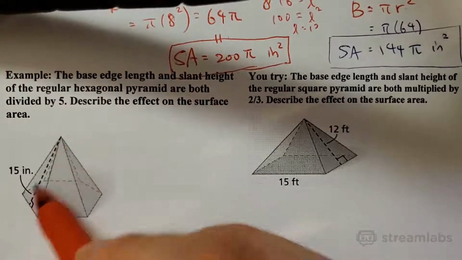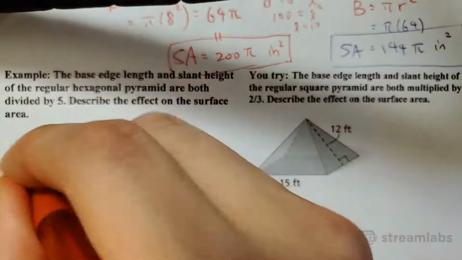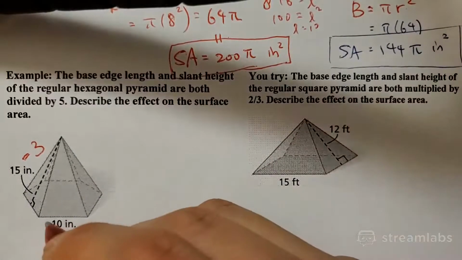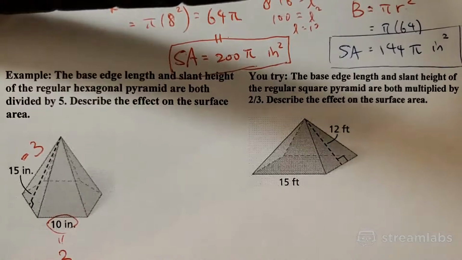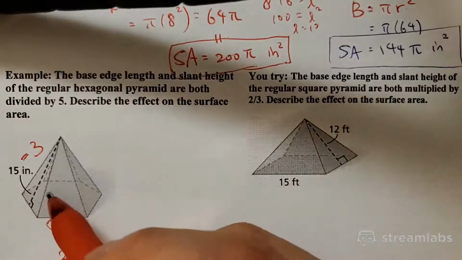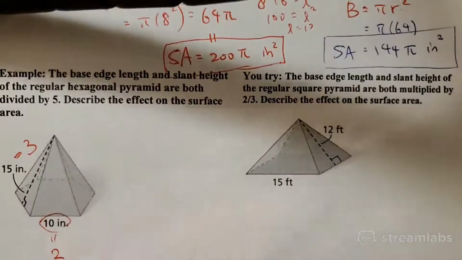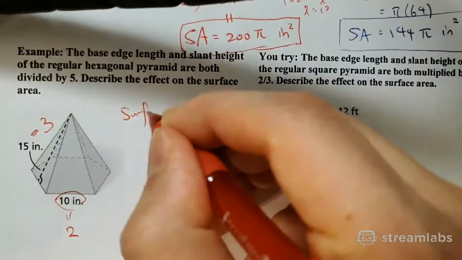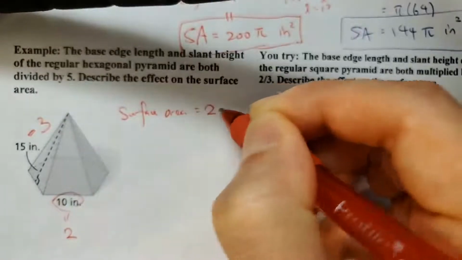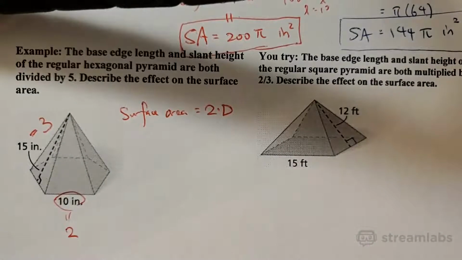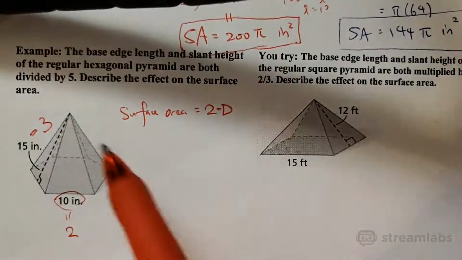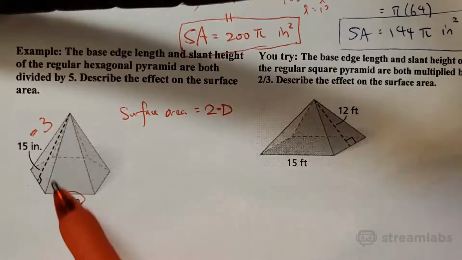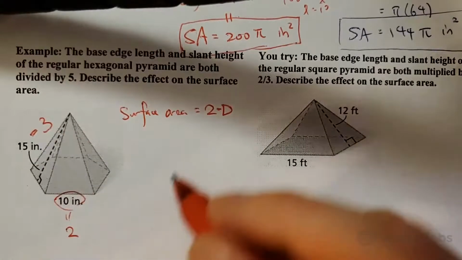Look at this. When this is divided by 5, then this will be what? 3, right? This divided by 5, this will be what? 2, right? I mean, we can calculate it, but what happened? We scaled down a two-dimensional object, right? We're doing a surface area, right? Surface area is two-dimensional.